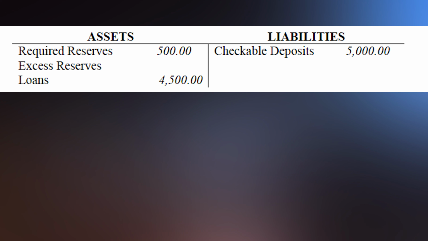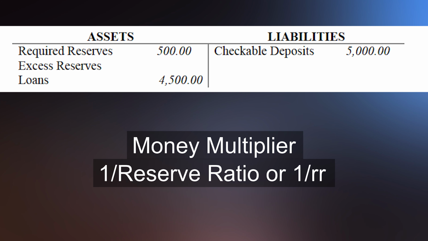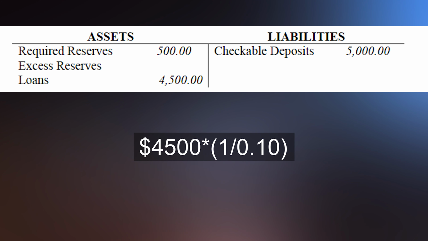Now we can use the money multiplier. The money multiplier formula is this. Now, the way to apply the money multiplier is to multiply the new amount of money being introduced to the economy. For this problem, it is $4,500. So your equation should look like this. This will tell us how much money is added to the money supply. Your answer should be $45,000.